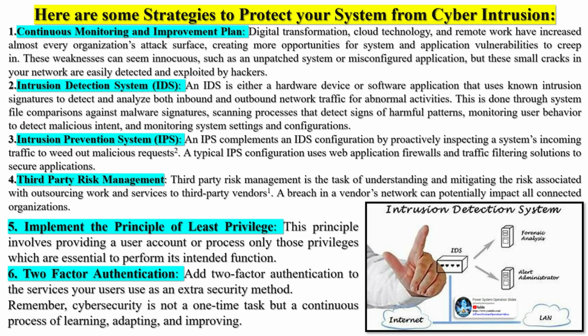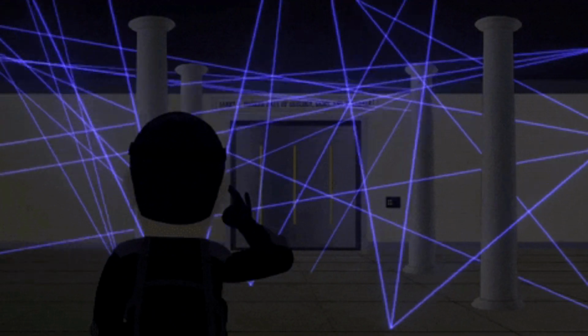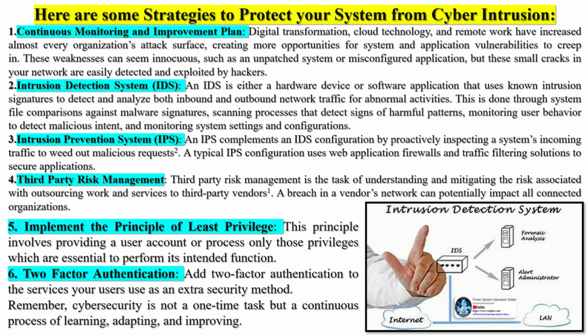Intrusion Prevention System (IPS). An IPS complements an IDS configuration by proactively inspecting a system's incoming traffic to weed out malicious requests. A typical IPS configuration uses web application firewalls and traffic filtering solutions to secure applications. 4. Third-party risk management. Third-party risk management is the task of understanding and mitigating the risk associated with outsourcing work and services to third-party vendors. A breach in a vendor's network can potentially impact all connected organizations.